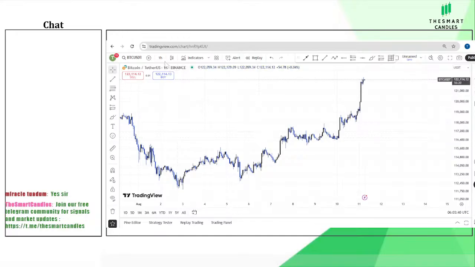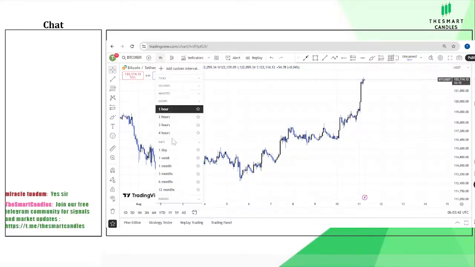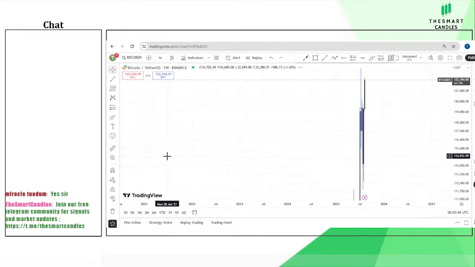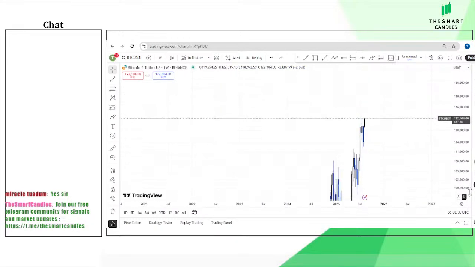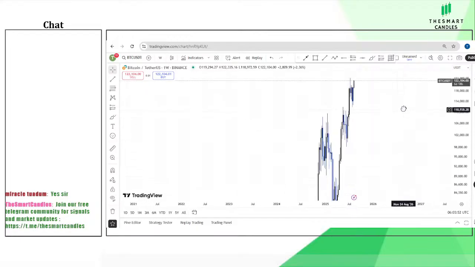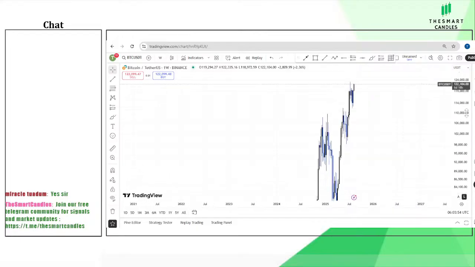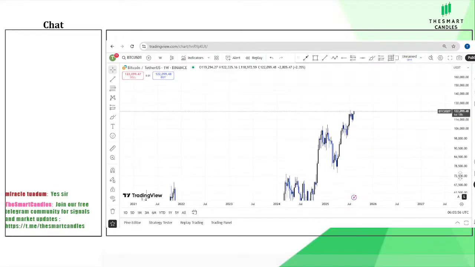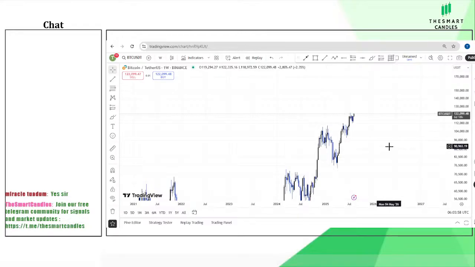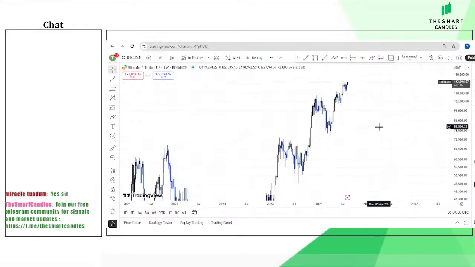So let's look at BTC from the weekly time frame first before we go down to the daily and 4 hours. Looking at BTC from the weekly time frame, you can see that BTC has been very bullish. This has been very bullish. So let's look at the immediate price action.